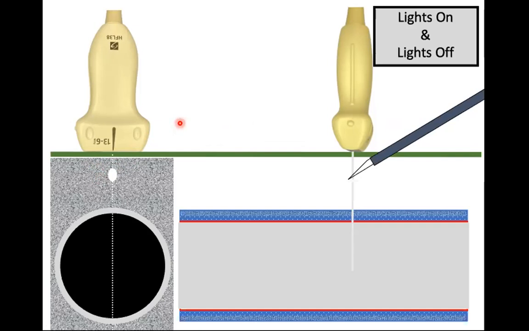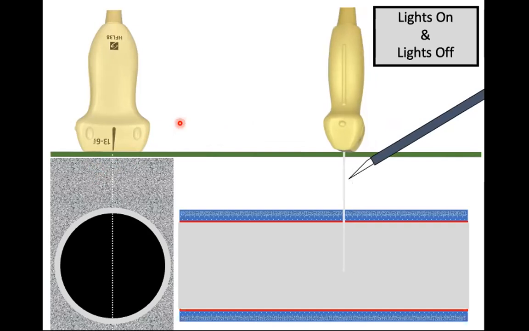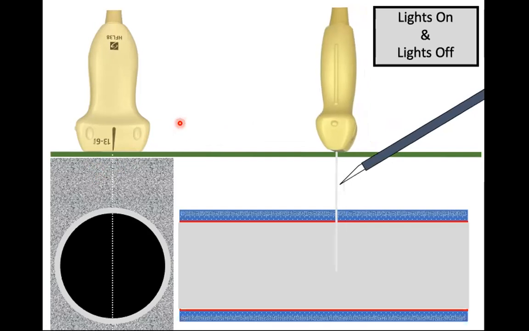I'm going to move my probe, not my needle, move my probe. My light goes off. Okay? Move my needle into the beam, move my probe, move my needle as we're walking our way down. And we're going to walk our way all the way down to the vessel. Okay? The lights on, lights off technique. Small movements, not big ones, small movements.